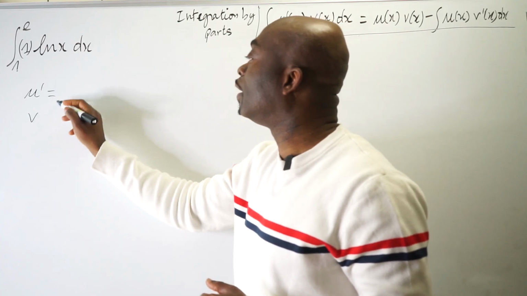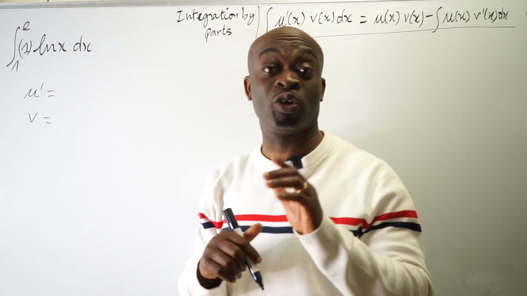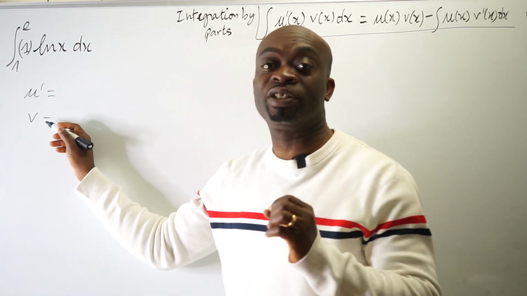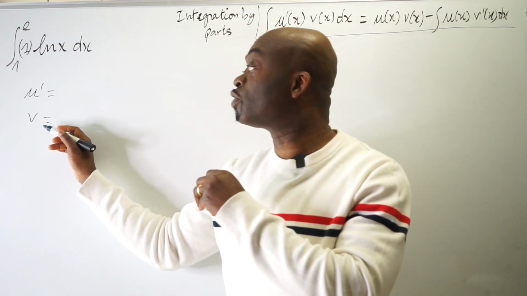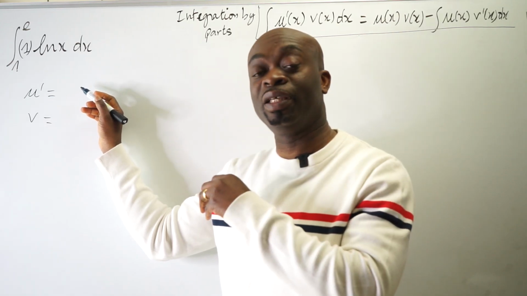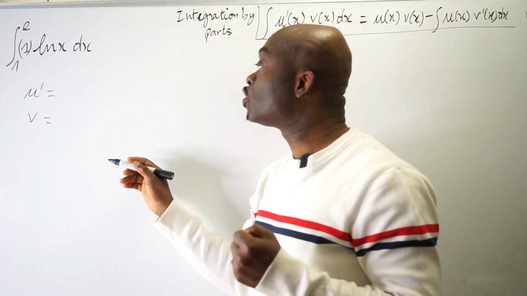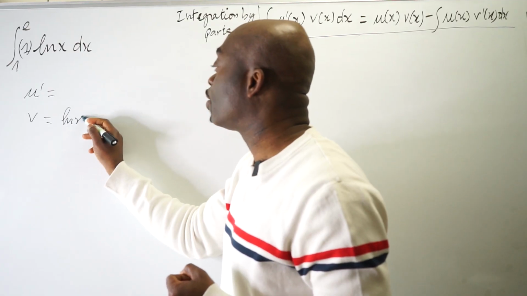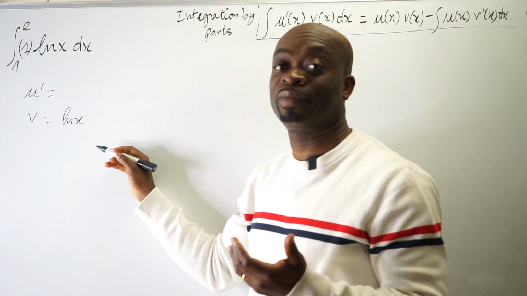A lot of times what we do, and let me give you a tip here, don't tell anybody, is that v is the function that is easy to find the derivative of, so that it's easier to get your u prime and then the integral. So in this case, I'm going to choose v as ln of x, because I know the derivative, which is 1 over x.